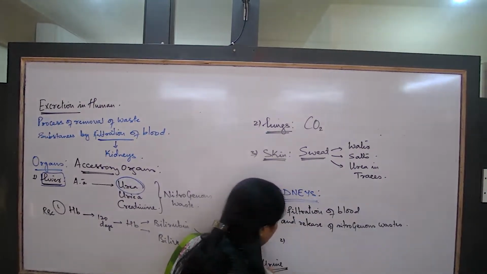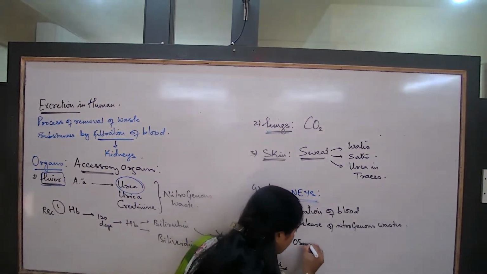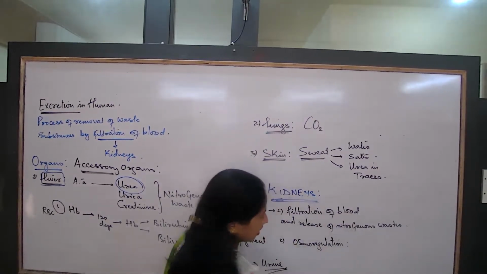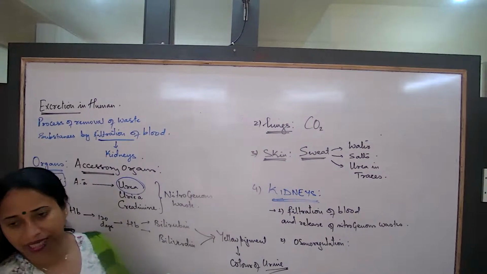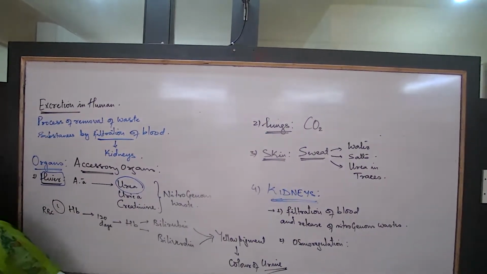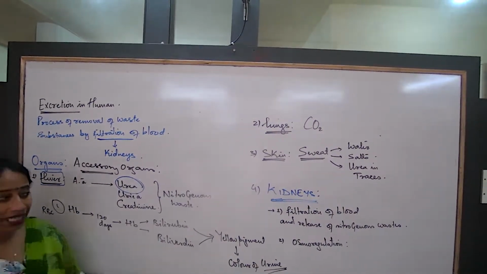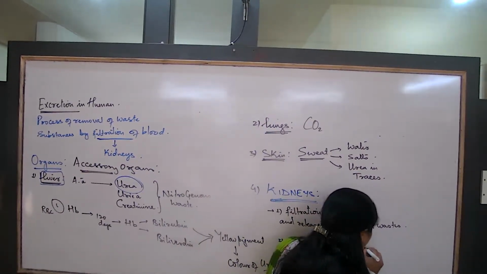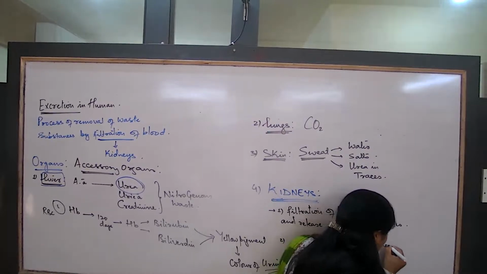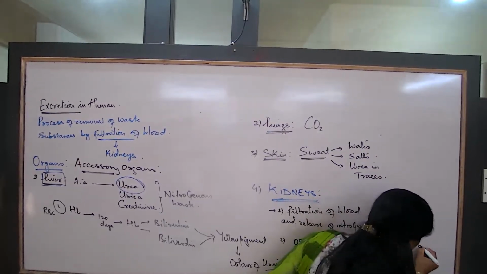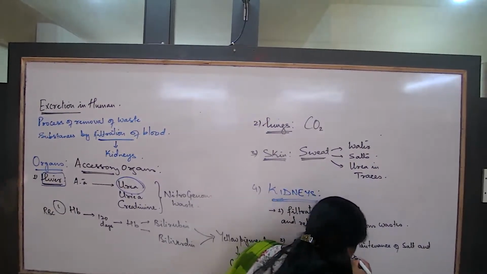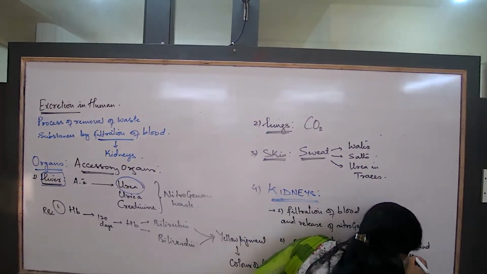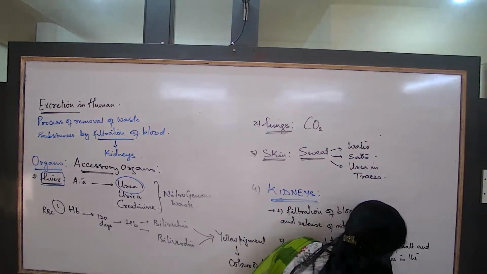That is 1. And the second function is osmoregulation. What is osmoregulation? As and when the kidney is constantly going through a variety of processes to release all the nitrogenous waste substances from the body, it is also bringing about the maintenance of the salt and the water balance in the body, and this is what is known as osmoregulation.